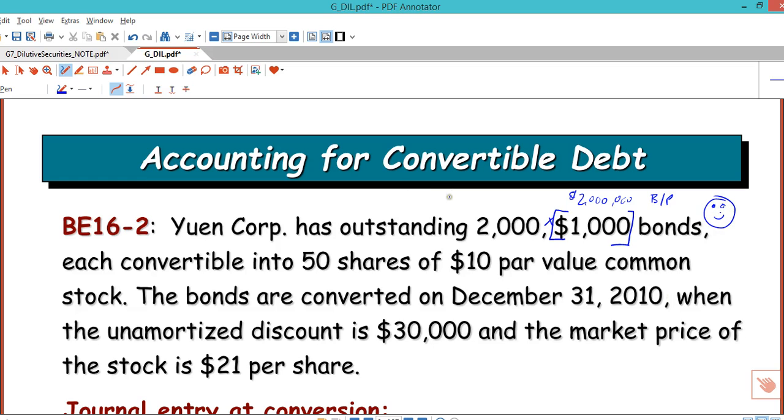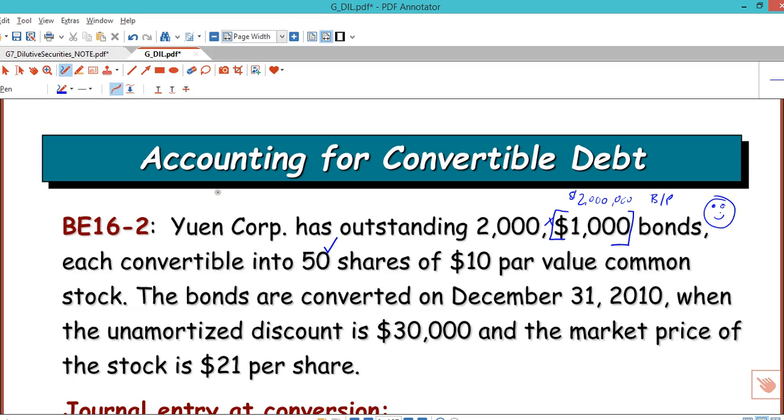So 2 million in bonds payable, which is the face value. Now for each bond, you need a conversion ratio. And here it is, 50 shares for every bond. Okay? So usually what you get is you'll be told the face value is 2,000 or 2 million.